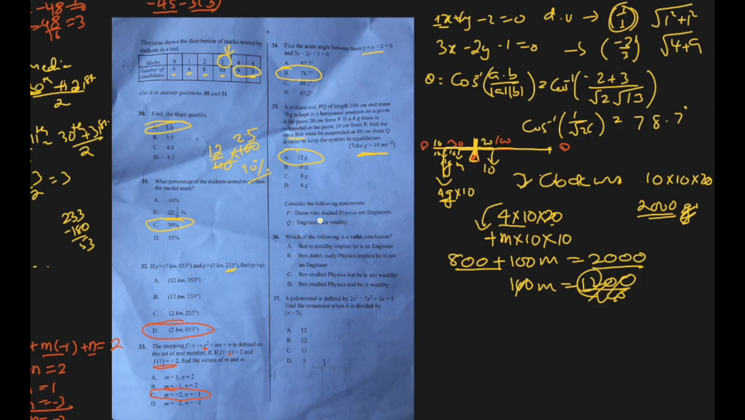Consider the following. Those who studied physics are engineers, all of them. Engineers are wealthy. So those who studied physics, all of them are engineers also, and all engineers are wealthy.